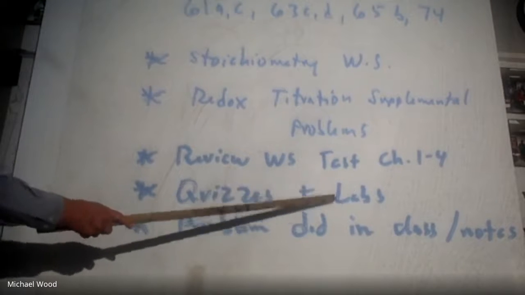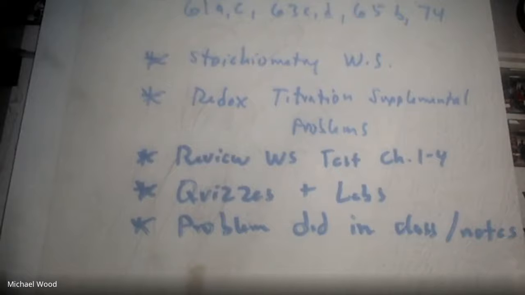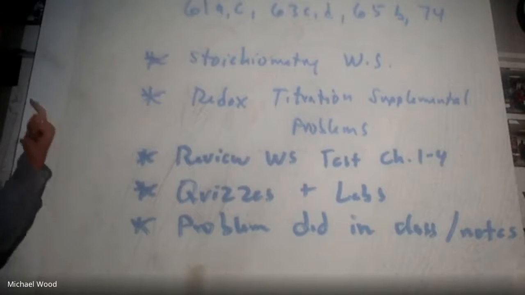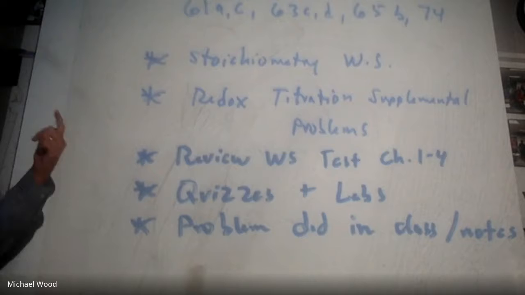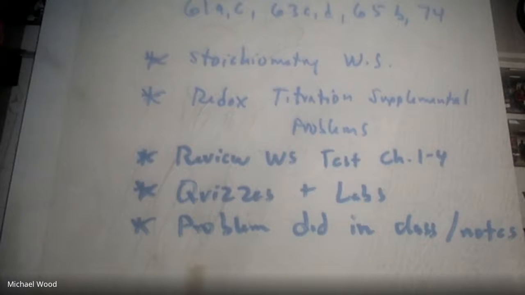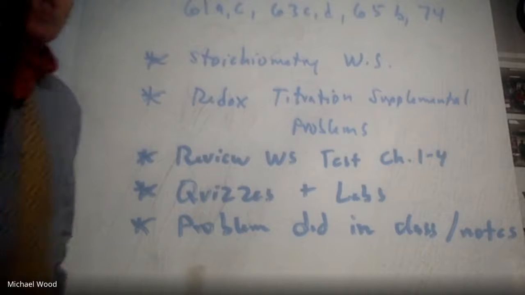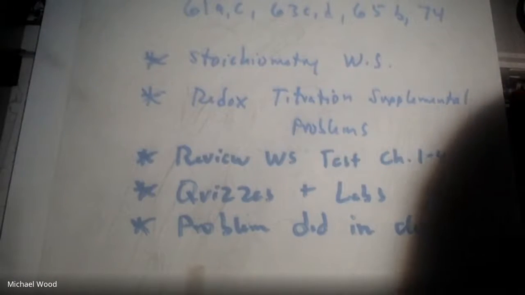And there will be a problem like every lab we've done. So there'll be a problem like the hydrate lab. There'll be a problem like the gravimetric lab. There'll be a problem like the redox titration lab. And then problems that we did in the class. And I tried to coach you on the problems from the book that you needed to be able to do. So again, it's a broad subject, a broad topic that is for this test.